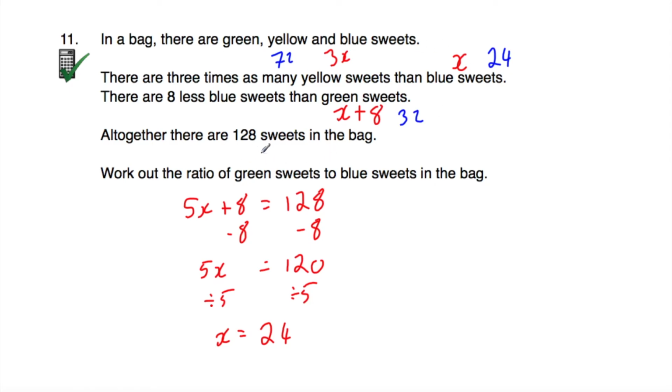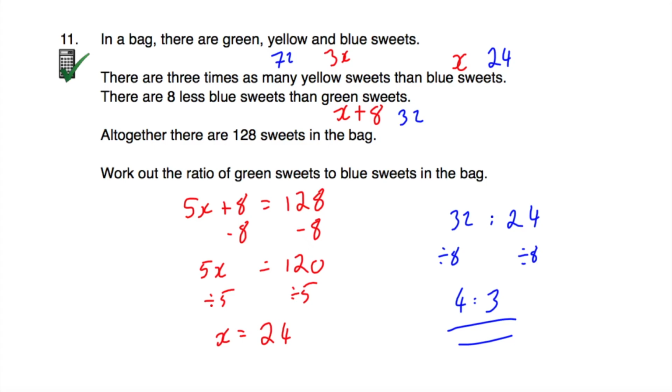Now the question says to find the ratio of green sweets to blue sweets. There are 32 green sweets and 24 blue sweets, so it's going to be 32 to 24. That's the ratio of green sweets to blue sweets in the bag. Now let's cancel this down. Let's divide both of these numbers by 8. 32 divided by 8 would be 4, and 24 divided by 8 would be 3. So the ratio of green sweets to blue sweets in the bag is 3 to 4. And that's it. Okay, so that's question number 11 done.